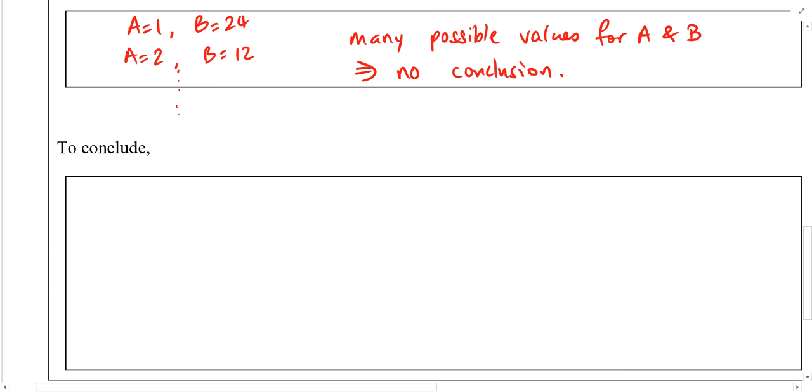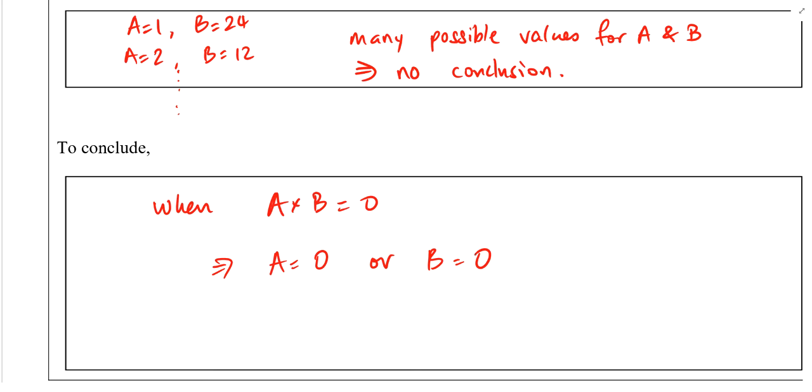It's ready. When A times B equals to 0, A equals to 0 or B equals to 0. Then there's the last case, A and B are both equal to 0 at the same time. But I shall not write that down, we'll leave it like this.